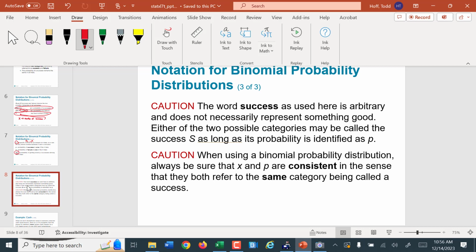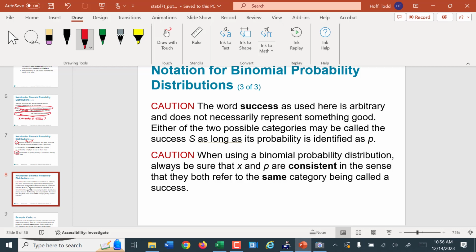A note here: the word success, we're used to it being a good thing, but it isn't necessarily. Success just means the thing that we were looking to find the probability of happened. It could be a very bad thing, it could be a disastrous thing. It's just the successful result in terms of what we're looking at, having the result we were looking for, not necessarily a good result.